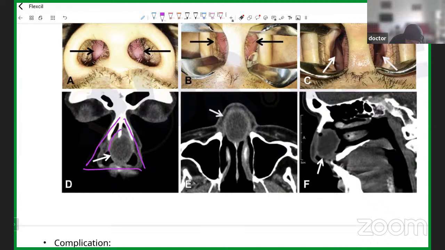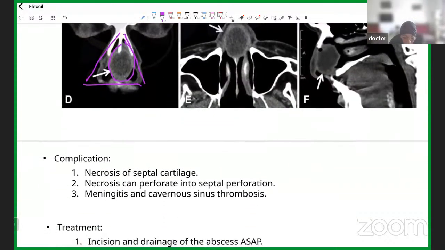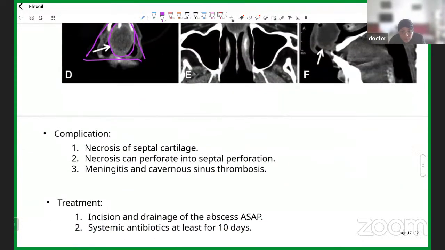Right? And this is the abscess. This is how you will find it out. The complications, if left untreated, of a nasal septal abscess is necrosis of the septal cartilage. So over time in these patients, the abscess will stay there and start to erode the bone, and it will lead to necrosis of the septal flaps.